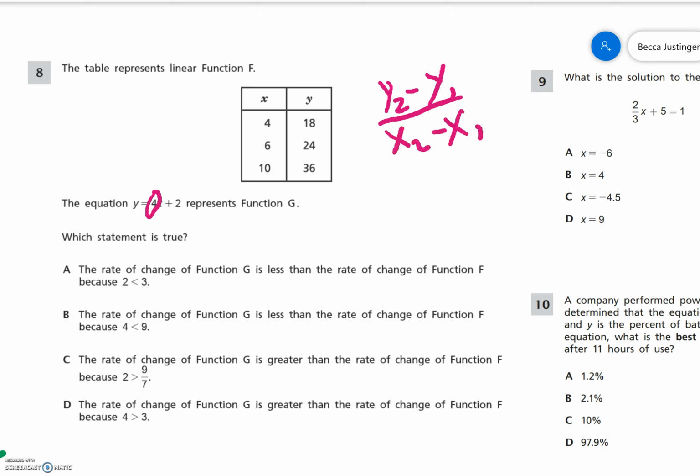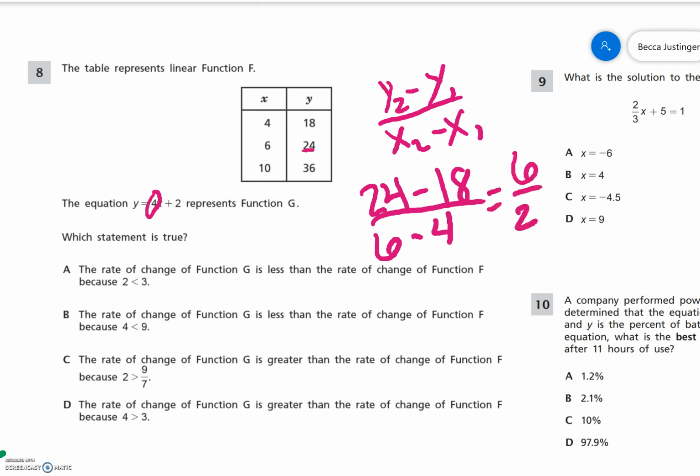So y2 could be 24 minus 18 over 6 minus 4. 24 minus 18 is 6 over 2. So the rate of change for f is 3. The rate of change for g is 4. So the rate of change for function g is less than the rate of change for function f. Not true. G is greater. So cross out A and B.